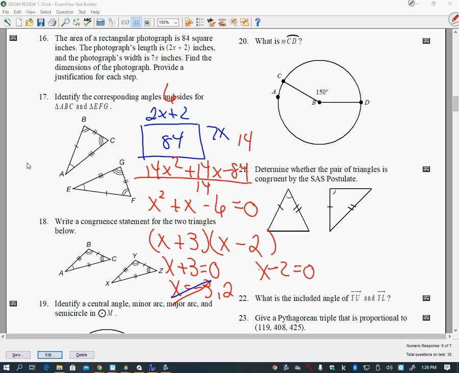So I should get 6 for the length, and 7 times 2 is 14. 6 times 14 should have an area of 84, right? All right, and that is inches and inches here and here.